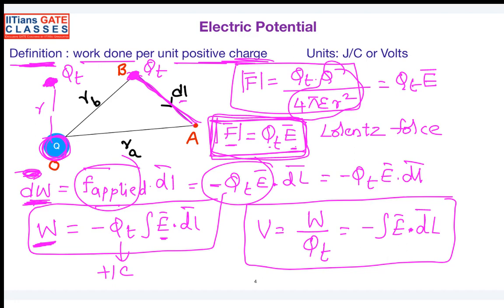So in that case, the differential work done is nothing but minus qt times E into dl. Hence the electric potential is nothing but the work done per charge. So this gives the expression for electric potential. And the units, since it is work done per charge, are joules per coulomb, or in terms of your network language, it is voltage. So the units will be in volts.